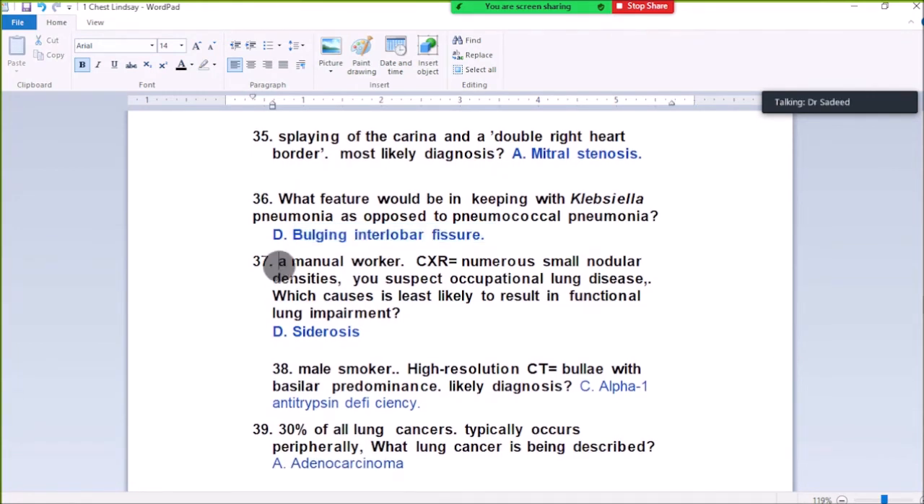Question number 37. A manual worker with numerous small nodular densities. With respect to occupational lung disease, which cause is least likely to result in functional lung impairment? Silicosis. In occupational lung disease, the least likely to result in functional impairment is silicosis.